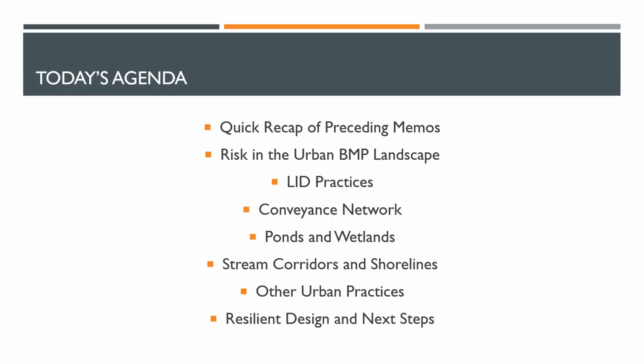So I have it set up today to go through the urban landscape with a couple of different groupings of BMPs. I'll talk a little bit about the overall framework that we'll use, and then we'll go through from the upland LID practices through the conveyance network, talk a little bit about our ponds and wetlands and stream corridors and shoreline practices, as well as some of the other BMPs that are approved for credit under the Chesapeake Bay TMDL and what some of the implications might be for those. And then I'll wrap up with some resilient design considerations and some possible next steps that CSN is looking at, as well as other members of the Chesapeake Bay watershed region.